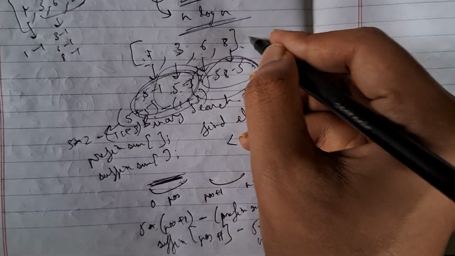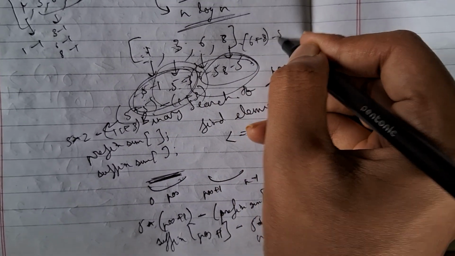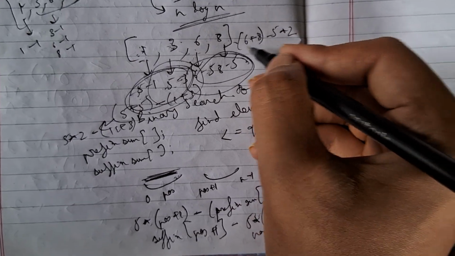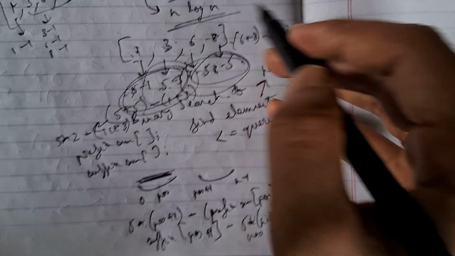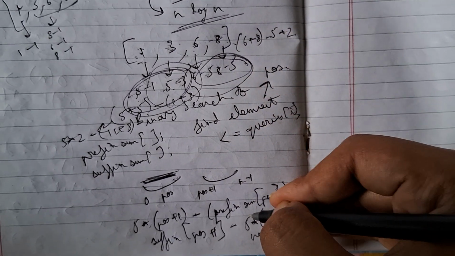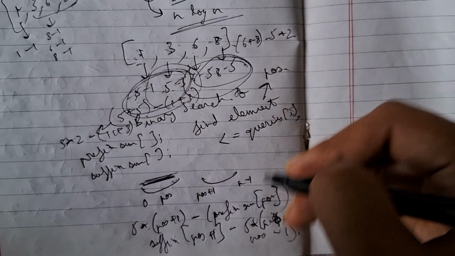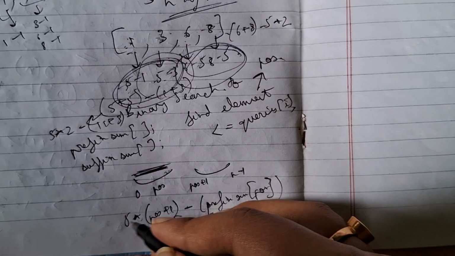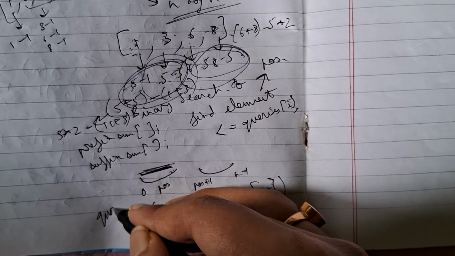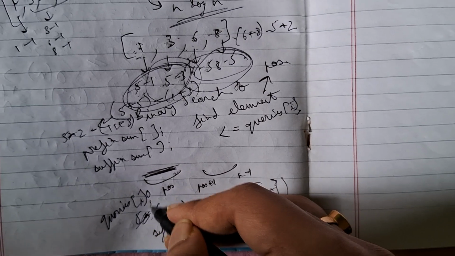So what is this? 6 plus 8 minus 5 into 2, right? 6 plus 8 is the suffix of pos plus 1, minus 5 into this count. Now what is 5? This 5 is queries of i. So you get it.